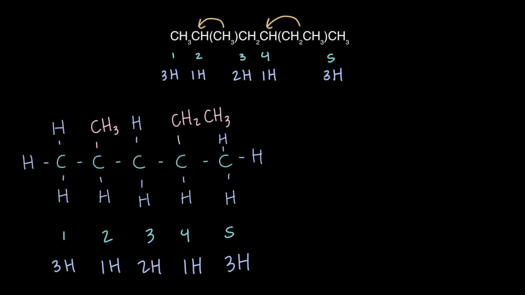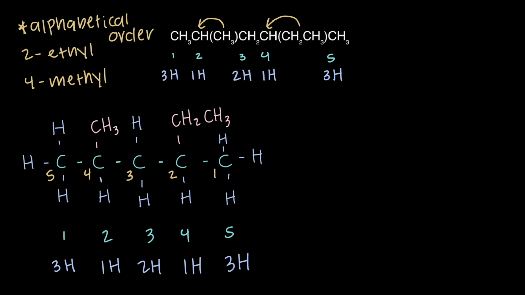Next, I can number the parent chain to find the longest chain of carbons. We have a 5-carbon parent chain with a methyl on C2 and an ethyl on C4. For naming, I would want the ethyl to be at C2 and the methyl to be at C4 for alphabetical order, because numbering from the right or numbering from the left will give us the same numbers for substituents.